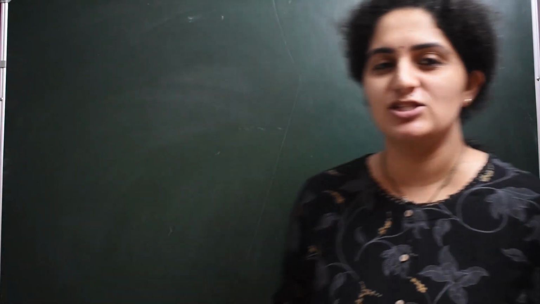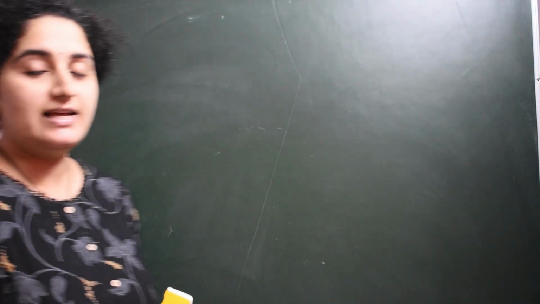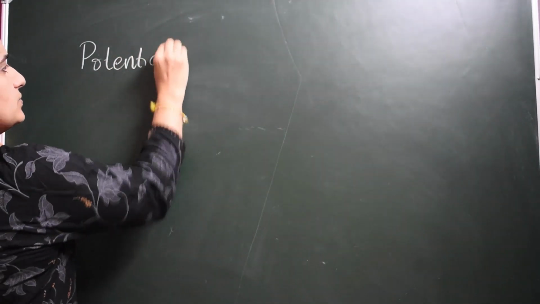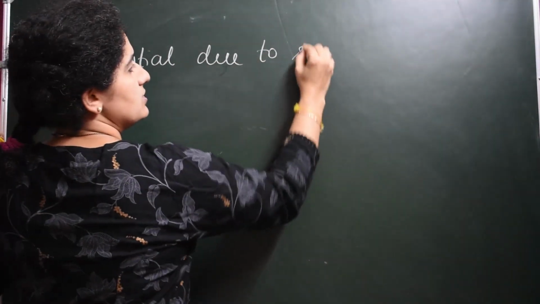So today we will see about the potential due to system of charges and then regarding equipotential surfaces, and after that, the relation between electric field and the potential. So let's go. Potential due to system of charges.